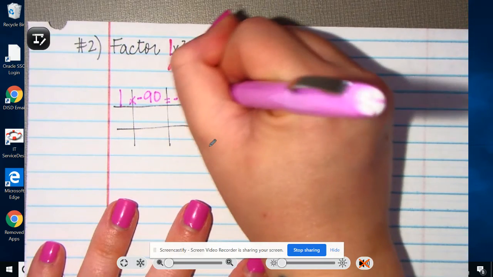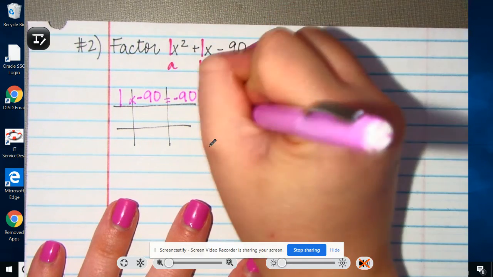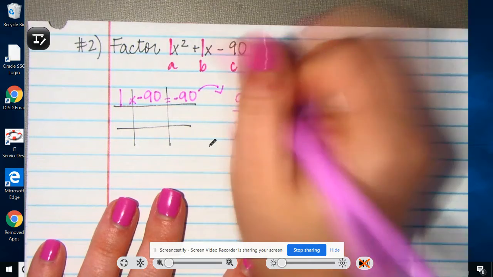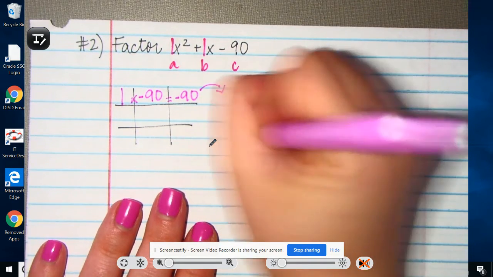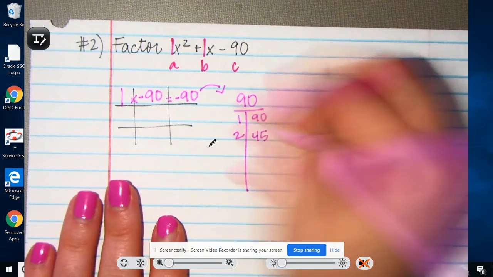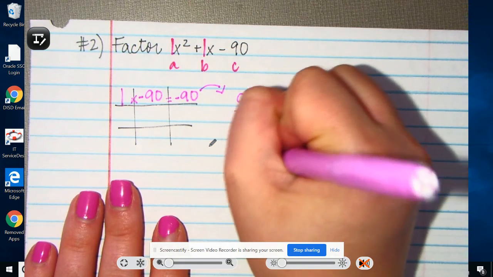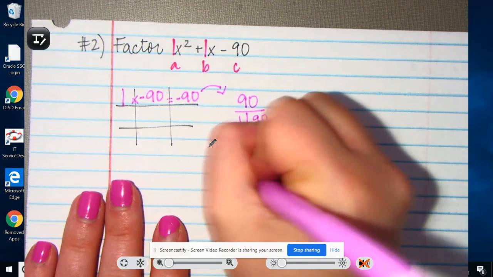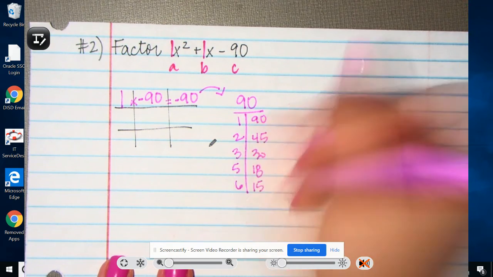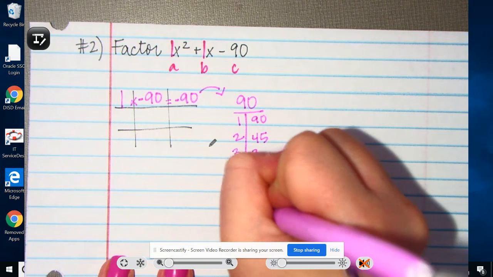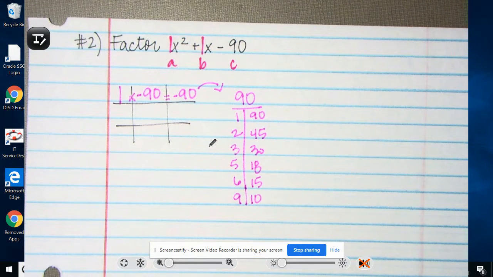And then you're going to go find all the factors of 90. You're going to start with 1, 90, and then work your way down. So 2, 45, 3 and 30, 5 and 18, 6 and 15, and then 9 and 10.